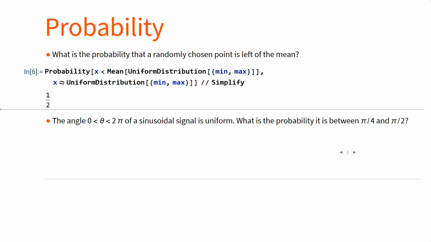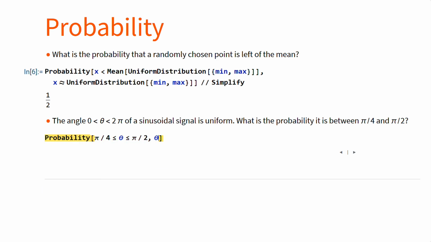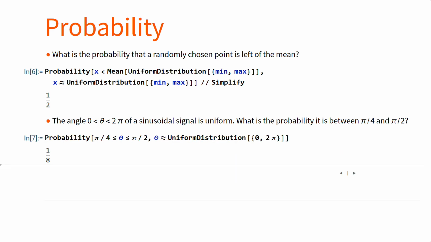The angle of a radio signal is often uniformly distributed. So imagine that angle being between 0 and 2π, and your reception device only detects an angle from 1/4 π to 1/2 π. Then calculate the probability of the angle being at that range, and you get 1/8.